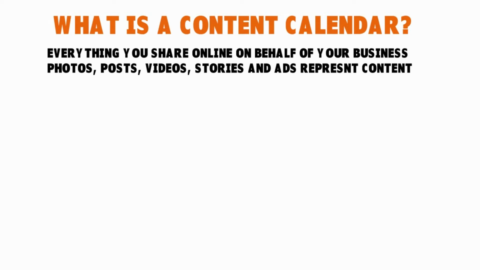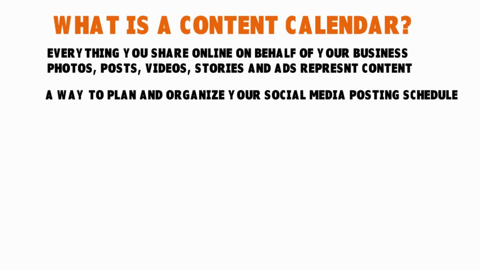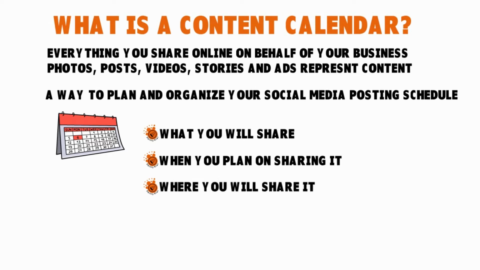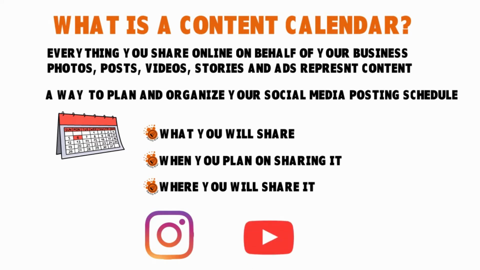So a content calendar, if you think about it, is a way to plan and organize your social media posting schedule. Your content calendar will include what you will share, when you plan on sharing it, and where you will share it. For example, if you want to share a video, you say you want to share it at the end of the month, and you want to share it on Instagram, YouTube, and Facebook only, right? So those three elements will be indicated in the content calendar. So what you will share, when you will share it, and where you will share it.